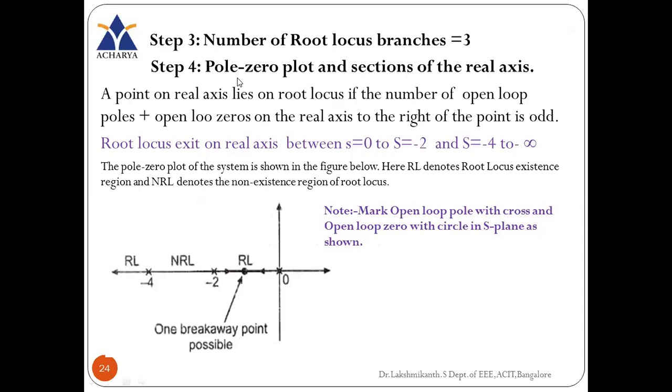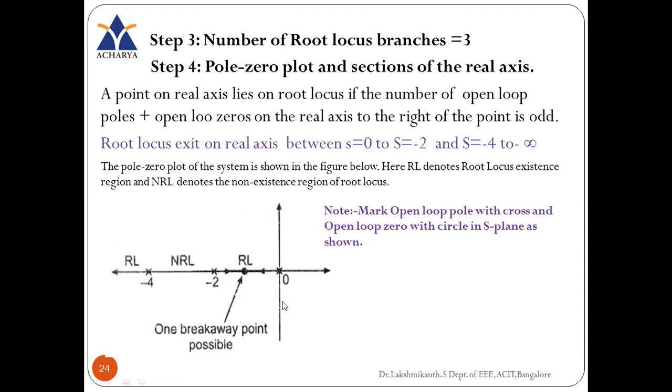Next is to plot the poles and find the sections on the real axis. We need to determine which segments lie on the root locus. In order to do so, first plot the given poles. You can see here poles are marked with a cross mark. So I have s equal to 0, minus 2 and minus 4.